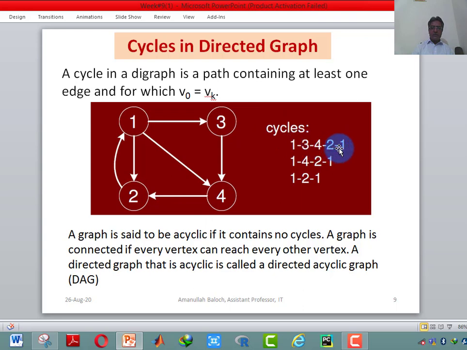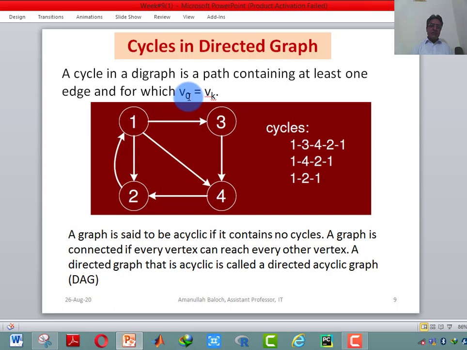Cycle in the directed graph: the first node and the last node are the same. A cycle in the digraph is a path containing at least one edge and for which V0 equals Vk.